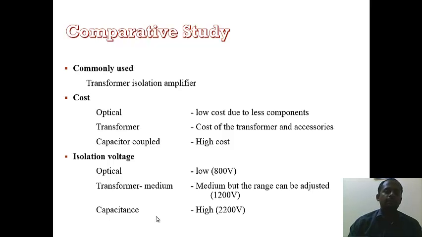Comparative study. If you study these isolation amplifiers according to some criteria, you will find that they are used in particular applications according to various parameters. What are the parameters and how are they differentiated? First thing is cost. Optical will be low cost due to fewer components; it involves only a few electronic components. The cost of the transformer and accessories is more.